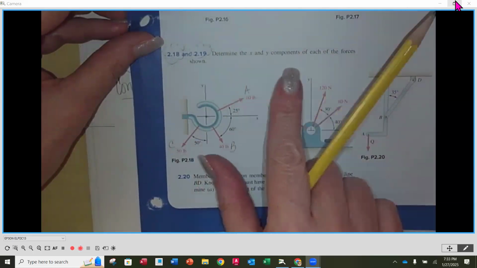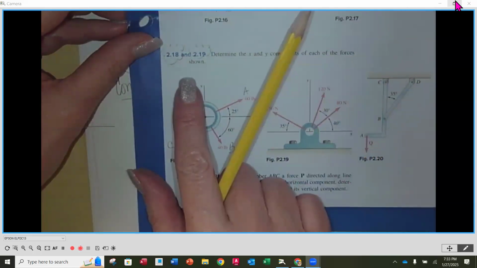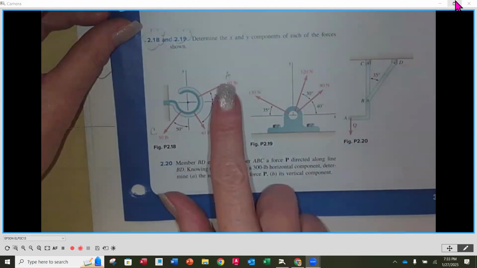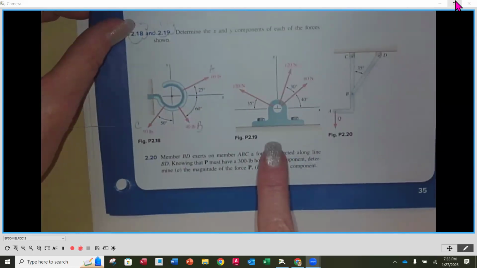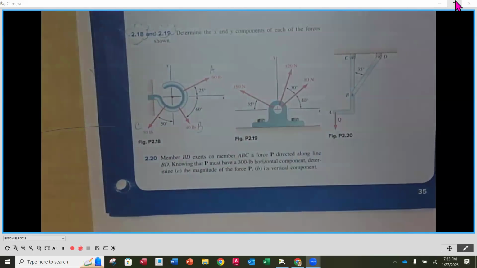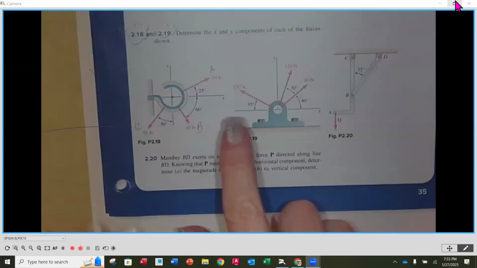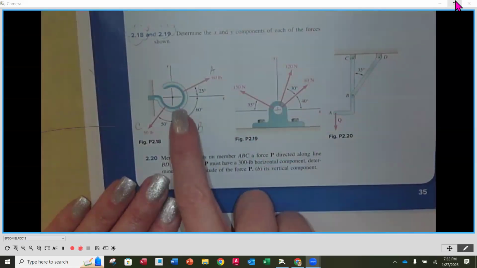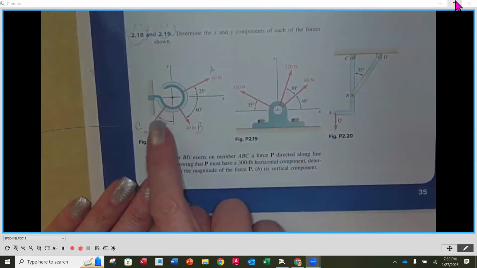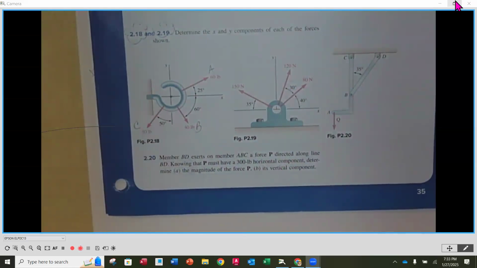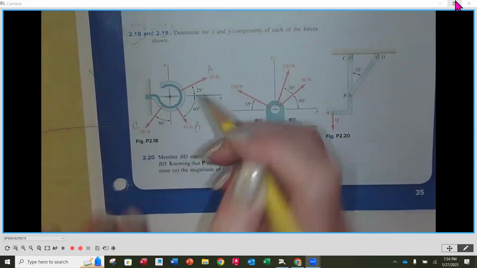It says determine the X and Y components for each of the forces shown. So here is 18. There are 3 forces, and here's 19. There's 3 forces. You're not summing them and finding the resultant. You just want to find the components of each one. So you want the components of A, the components of B, the components of C, for instance. I wouldn't do them all on the same illustration. I would do part A for A, part B for B, part C for C. Does that make sense? And do individual for each one. And then this would be your origin at the middle.